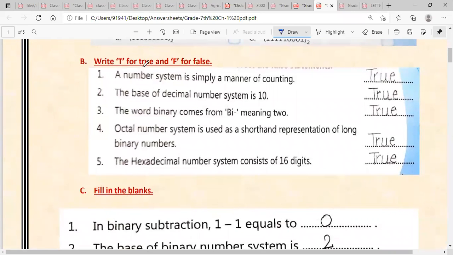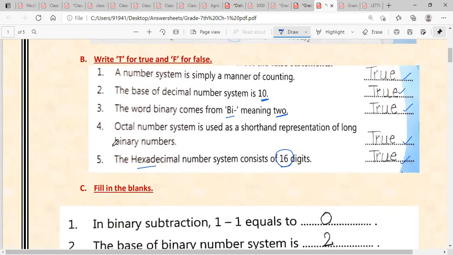Next, write T for true and F for false. The number system is simply a manner of counting. Yes, number system we use for counting. True. A base of decimal number system is 10. Yes, it is true. And the word binary comes from bi, meaning 2. Yes, bi means 2. It is also true. Octal number system is used as a shorthand representation of long binary numbers. We use octal system for long binary numbers. Yes, it is also true. And hexadecimal number system consists of 16 digits. It is also true. Okay.